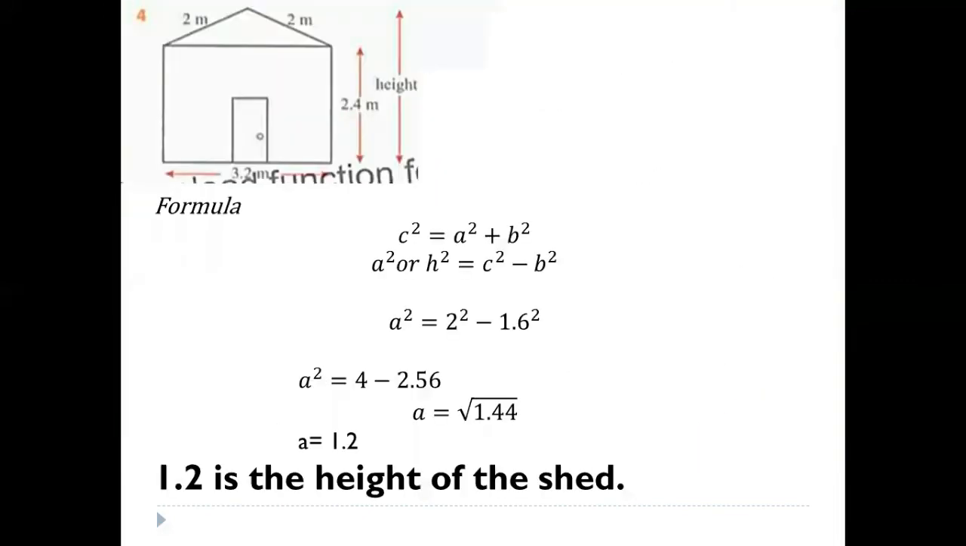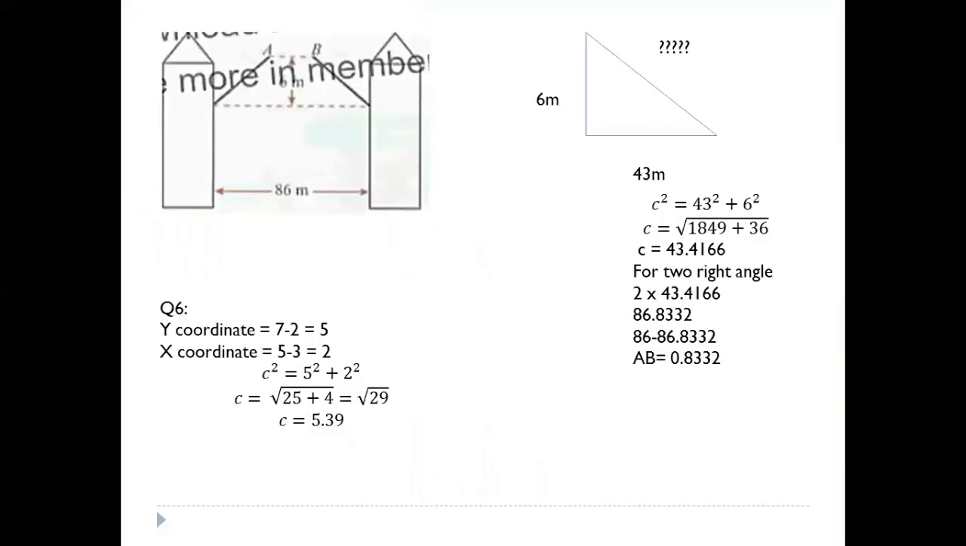Here are the answers of question 4 and question 5. Now question number 6. We are just finding the two. Here is the y coordinate, from top to bottom, that is the perpendicular, and from left to right, that is called the base. So we have the base and perpendicular. With the help of this, we easily find the diagonal. Same as this, you can solve the remaining questions.